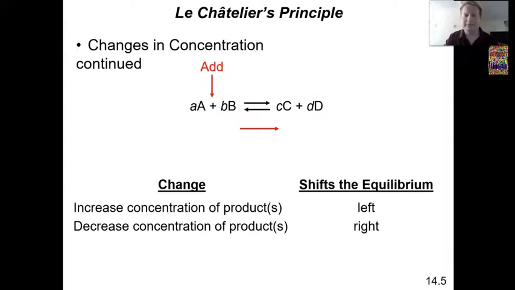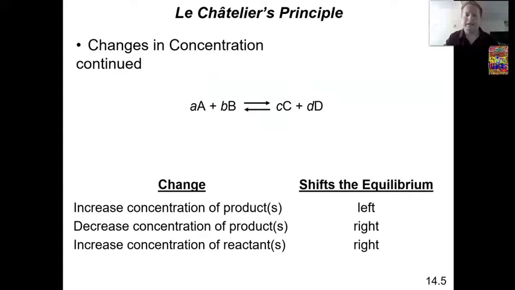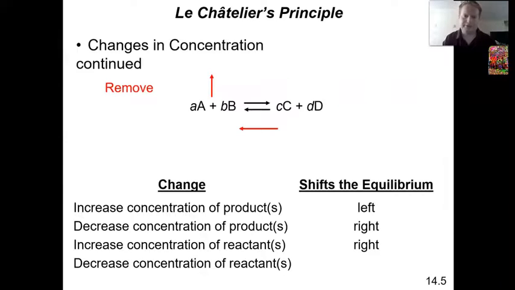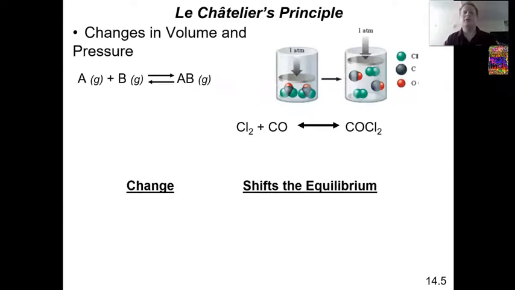So if we were to add A and B, the reactants, then we would get essentially a shift to the right. And if we were to remove from A and B, that equilibrium would then shift in that direction. So that's the change that we would see. That's just for concentration. Now we're going to look at a change in volume and pressure.